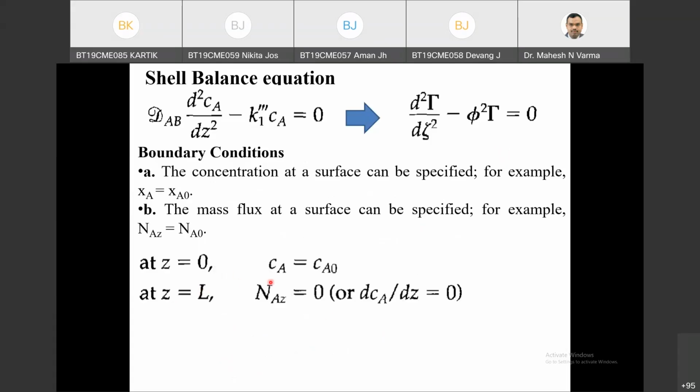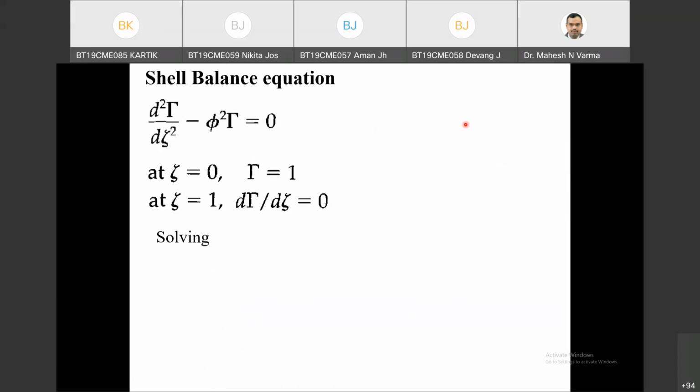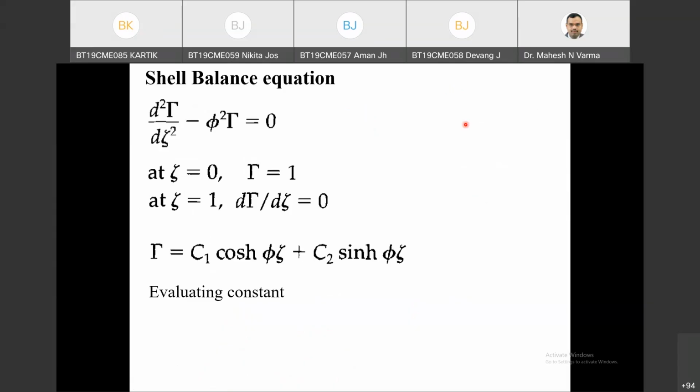you need to convert these boundary conditions also, so that they are suitable for this equation in terms of gamma and zeta. So z equals 0, zeta equals 0; z equals L, zeta equals 1, Ca equals Ca0, so gamma will be equal to 1. And at zeta equals 1, d gamma by d zeta equals 0. Now for these boundary conditions, solving this equation, this is the solution.